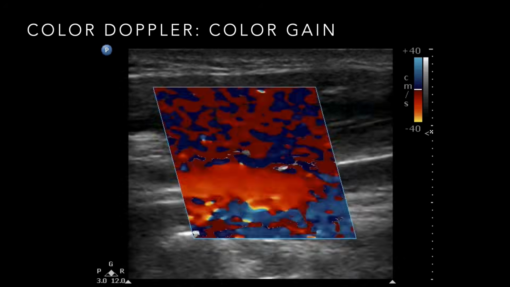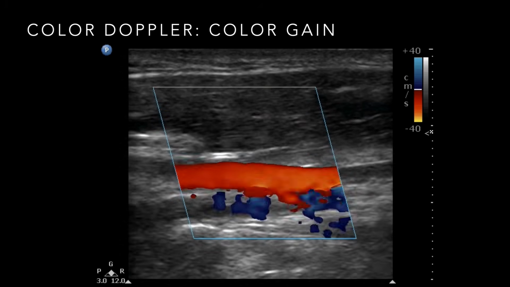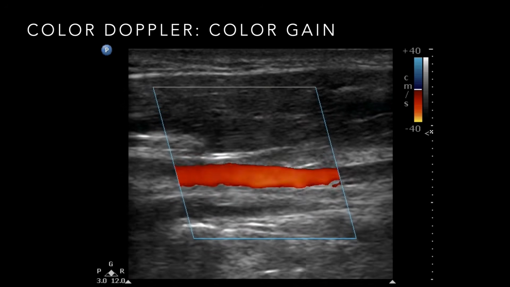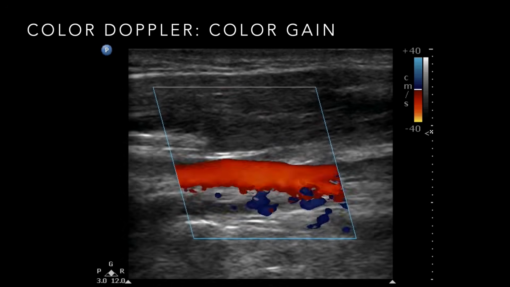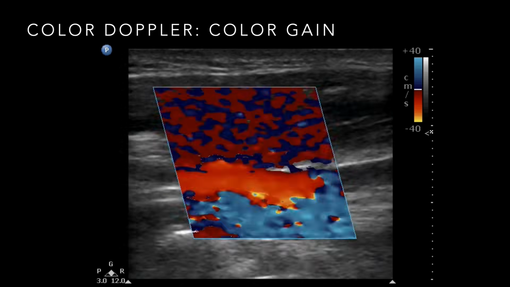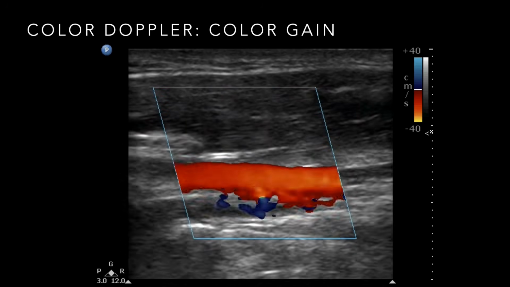The third one is color gain, right? So if we know what gain is based on our 2D image, it's basically the sensitivity of that probe listening for signals back. I always use the example of my grandparents and their hearing aids, right? It doesn't make me talk louder.